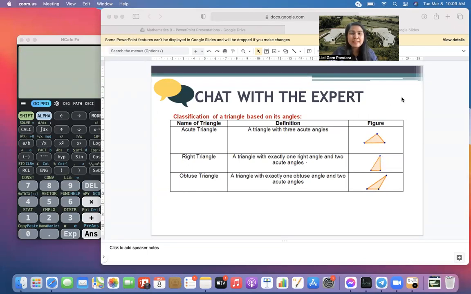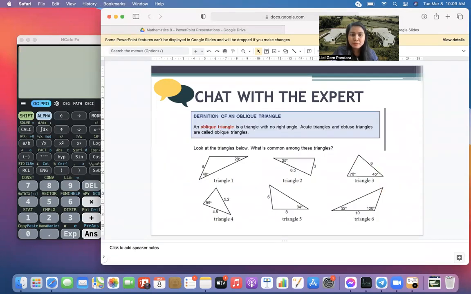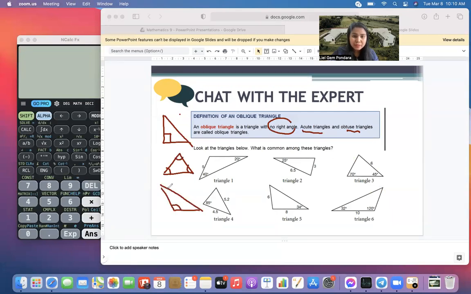Now, how is this lesson different from our previous lesson? In the previous lesson, we talked about right triangles. But for this lesson, we'll be talking about an oblique triangle. Now, what is an oblique triangle? An oblique triangle can be an acute triangle, or it can be an obtuse triangle. These are triangles with no right angles. So if you have a triangle with a right angle, we call it a right triangle. But if you see triangles without the right angle, then we call these oblique triangles.